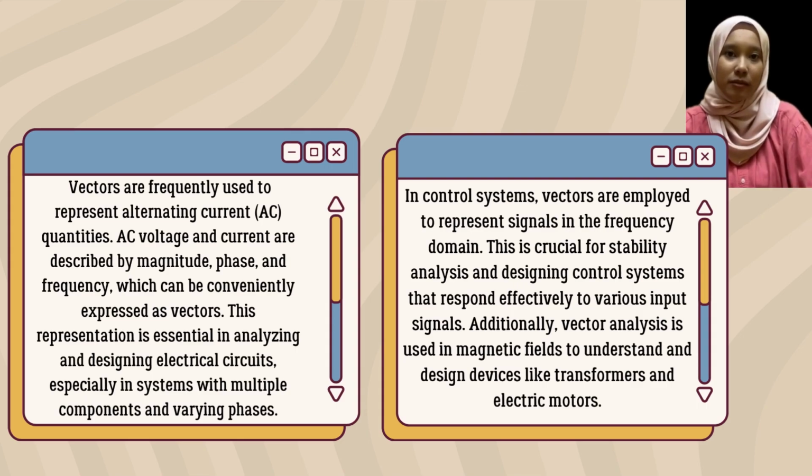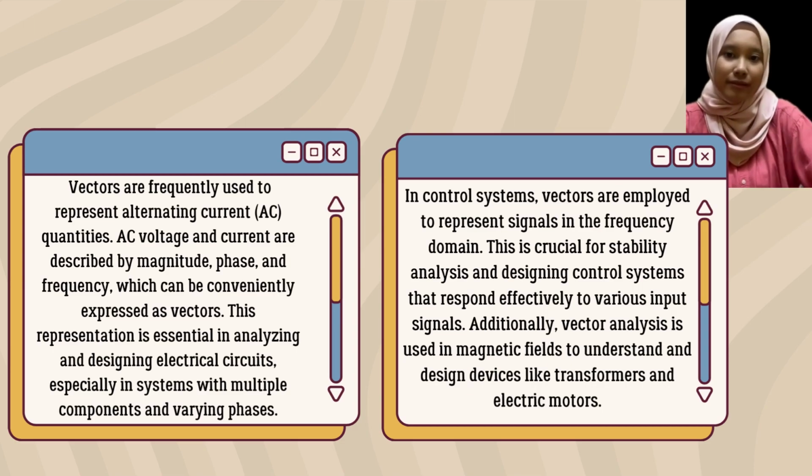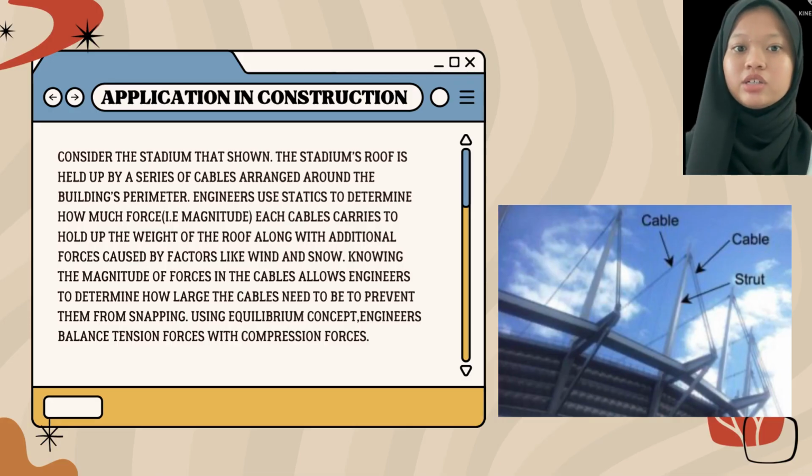In control systems, vectors are employed to represent signals in the frequency domain. This is crucial for stability analysis and designing control systems that respond effectively to various input signals. Additionally, vector analysis is used in magnetic fields to understand and design devices like transformers and electric motors. Other examples of the usage of vector quantities in engineering are in construction.